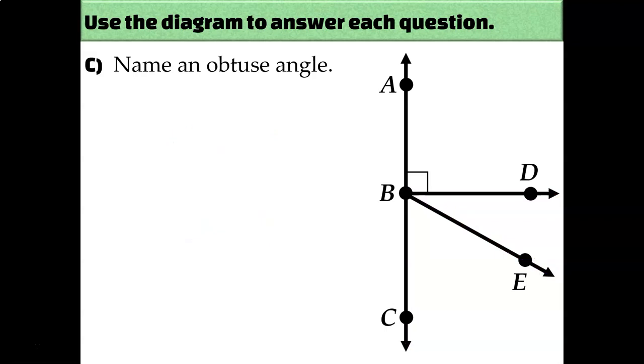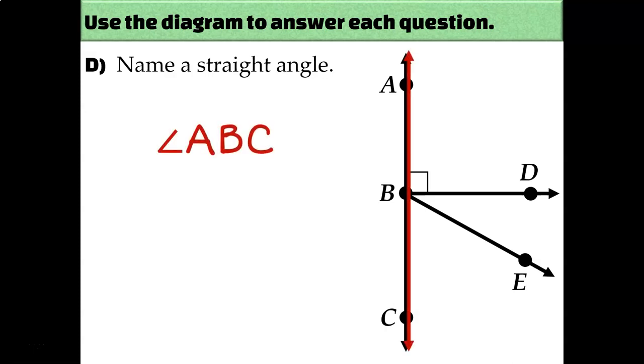Now let's find an obtuse angle. Again, some younger grades get taught that obtuse looks like obese, and obese means big, so you're looking for an angle that's big, at least bigger than 90 degrees. And I only see one obtuse angle in this diagram. I see angle ABE. In fact, you can see it has a right angle inside of it, and it goes beyond that right angle, which means it has to measure more than 90 degrees. So it's obtuse.